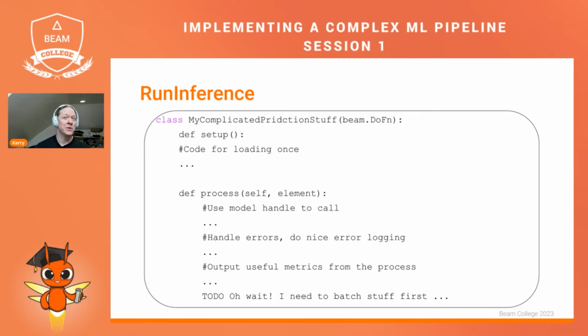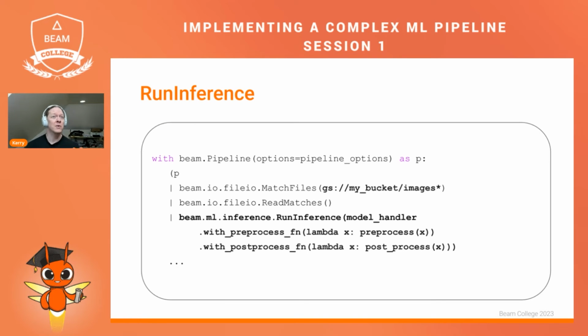You would have to output metrics. You would have to do batching. Very likely, you'd have to do pre and post processing. This makes for a large and unwieldy transform, and it includes a lot of things that could be abstracted away for you. And indeed, that's what RunInference tries to do.